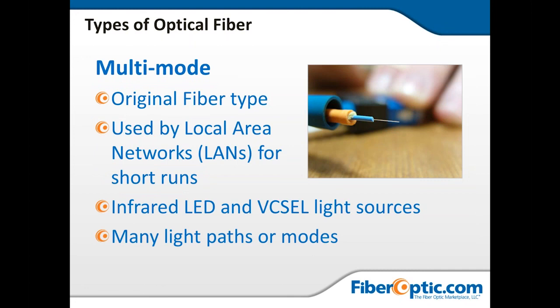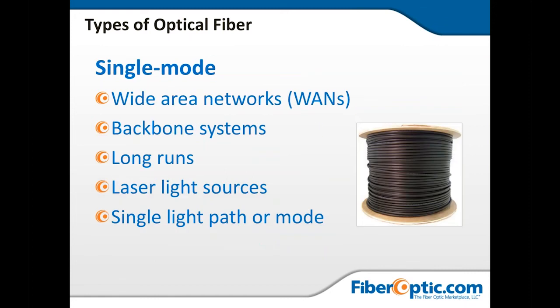Multimode was the original fiber type. It's used in local area networks, again, short runs. Uses relatively inexpensive light sources such as LEDs and VCSELs. Has multiple paths of light. Every angle that light comes in to that core is going to create a path. And those paths are going to propagate at different speeds. And over distance, you start getting what we call modal dispersion.